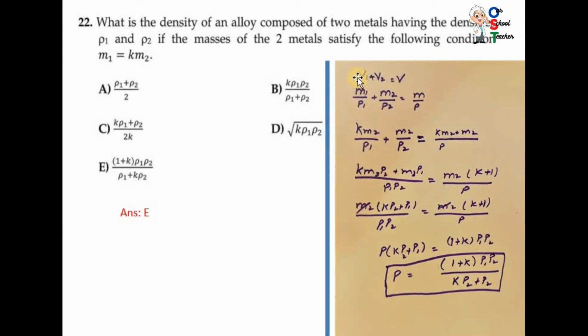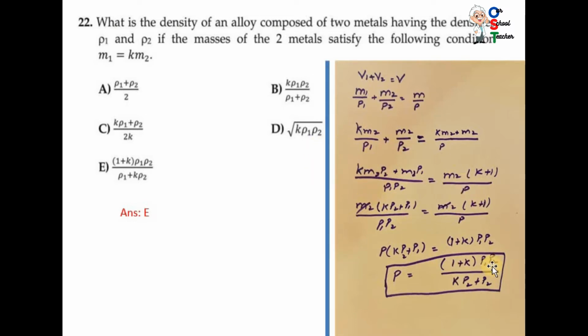And the formula of density is d is equal to m upon v. So when we rearrange the formula, you can see m1 divided by ρ1, m2 divided by ρ2, m divided by ρ. So in this case m1 is equal to km2. So in place of m1 we have to keep km2, and this is m2 again. So km2 plus m2, this is ρ, or this is p1 and p2. So when you do cross multiplication you can get this.